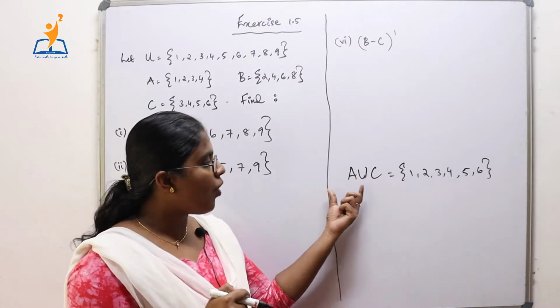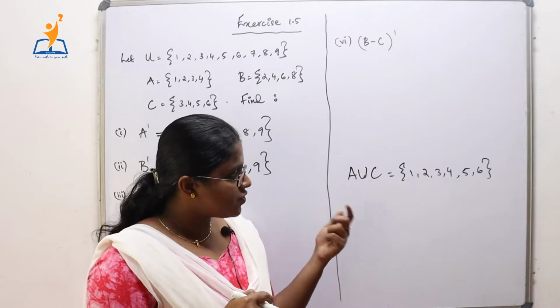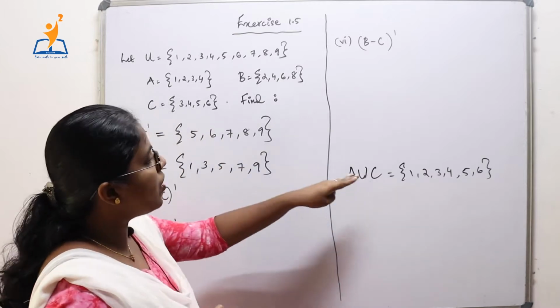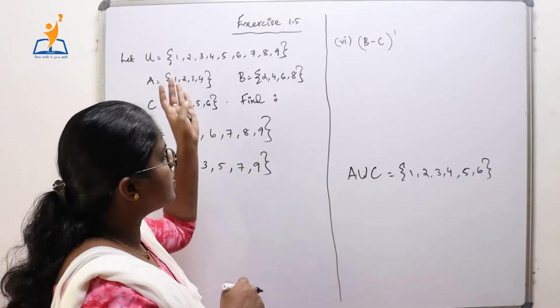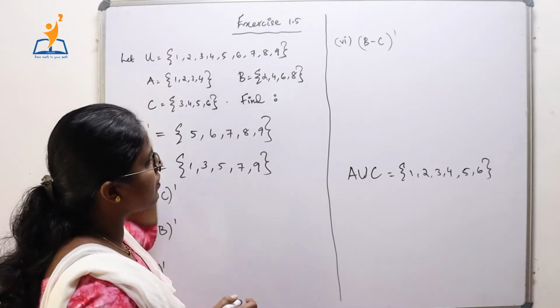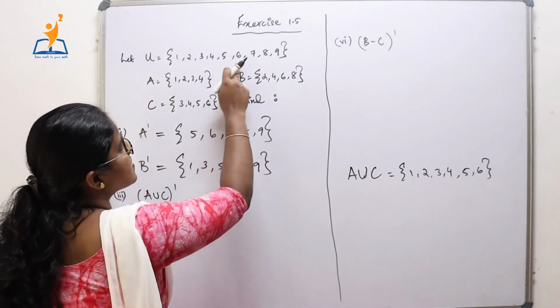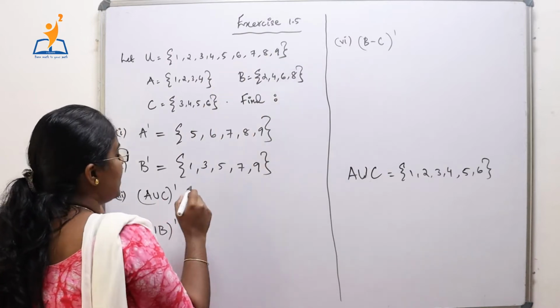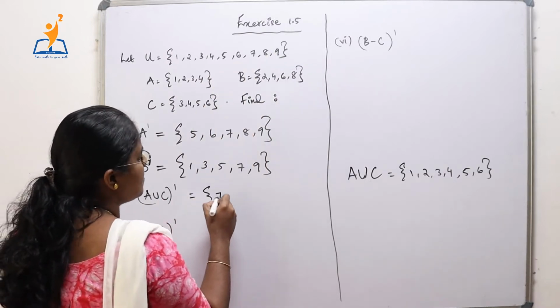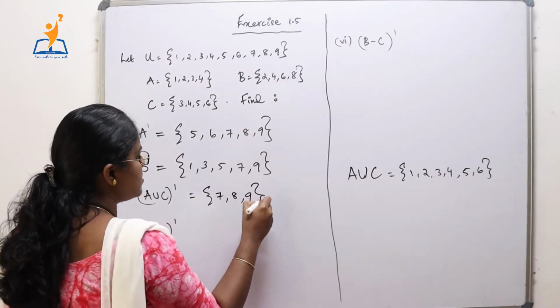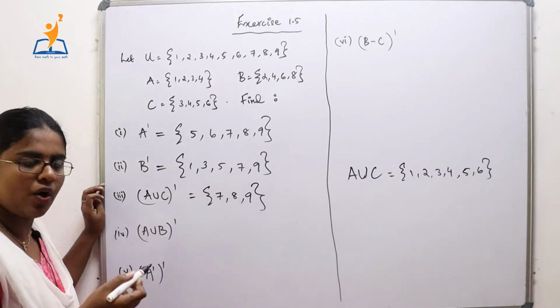Now we want the complement of A union C. So we want to delete all these elements from our universal set. 1, 2, 3 and 4 are deleted. 5 and 6 are also deleted, and the remaining elements are 7, 8, 9. So this is (A union C) the whole complement.